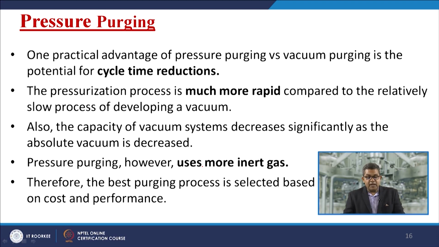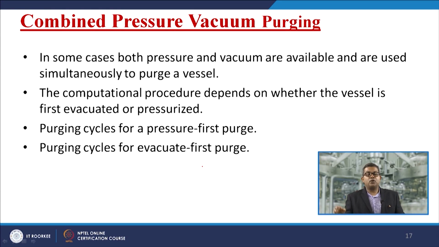So, the best purging process is usually selected based on cost and performance. If you are looking to inert a hydrocarbon piping system, then pressure purging is definitely most advantageous, because it would be very difficult to have a vacuum purging for a pipeline with a distance of, say, 1000 kilometers or 500 kilometers. It would be very difficult.